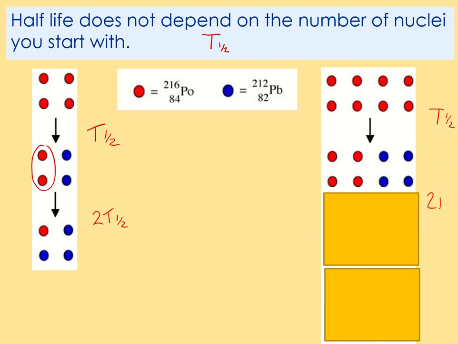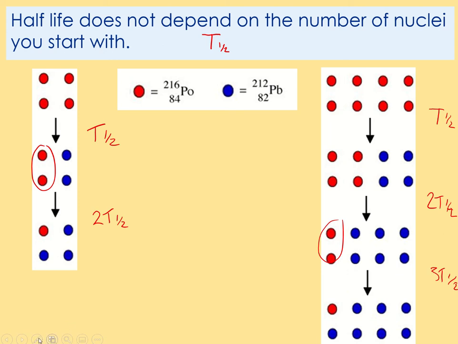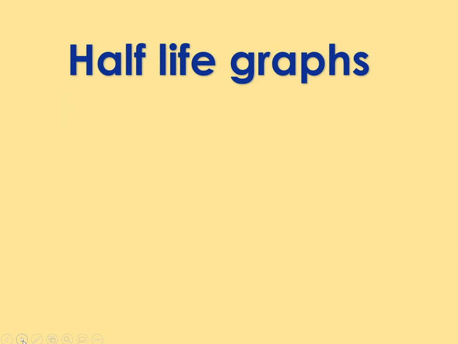And after 2 half-lives, how many would be left? 2. You can keep going with this to a 3rd half-life if you want. After a 3rd half-life, there would be 1 left, until eventually you've got no radioactive nuclei left. So it's not something that depends on the amount of substance or the amount of nuclei you have.